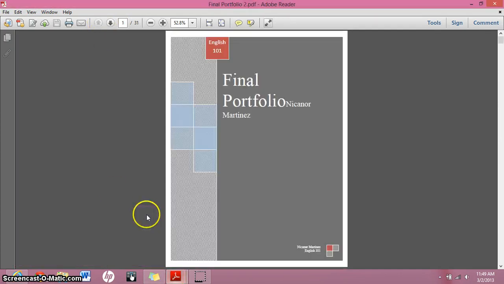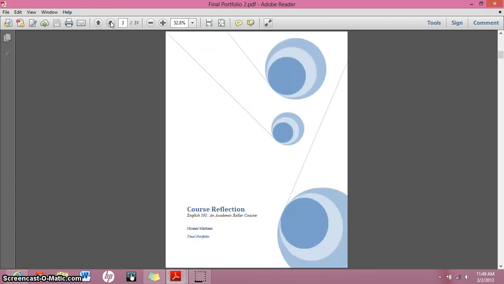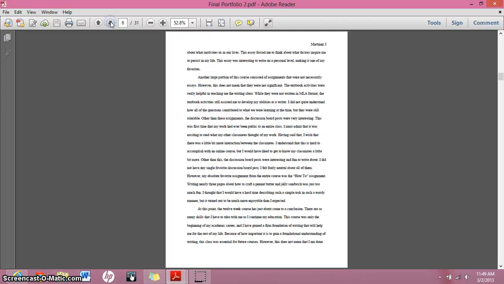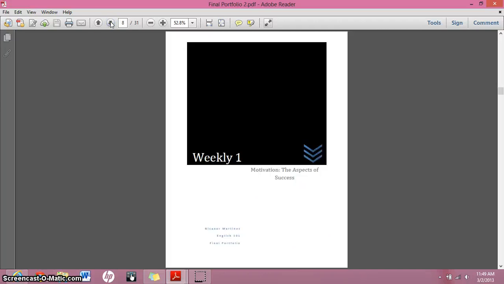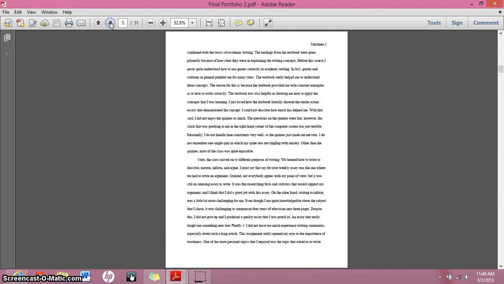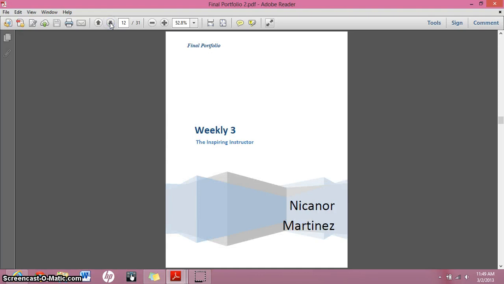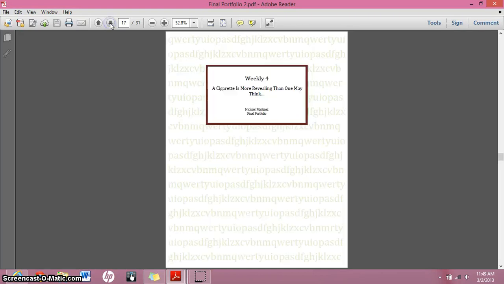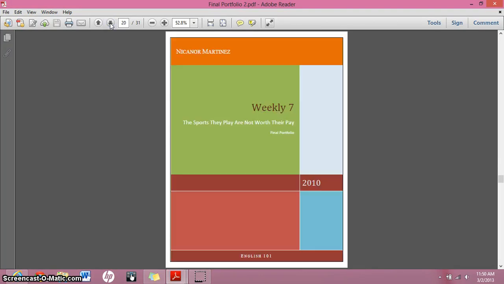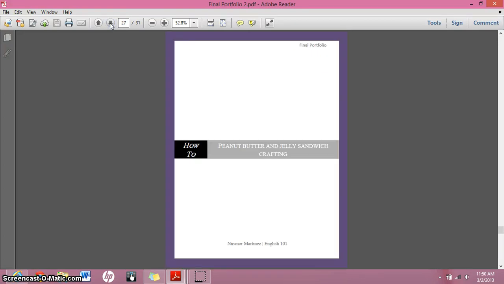Here's another one. Lovely title page. There's a table of contents, divider, and there is the first essay, and both of their first essays were reflections. So this is a reflection essay. That's got to come first. Another divider, another essay, another divider, another essay. See? No worries. Not hard.